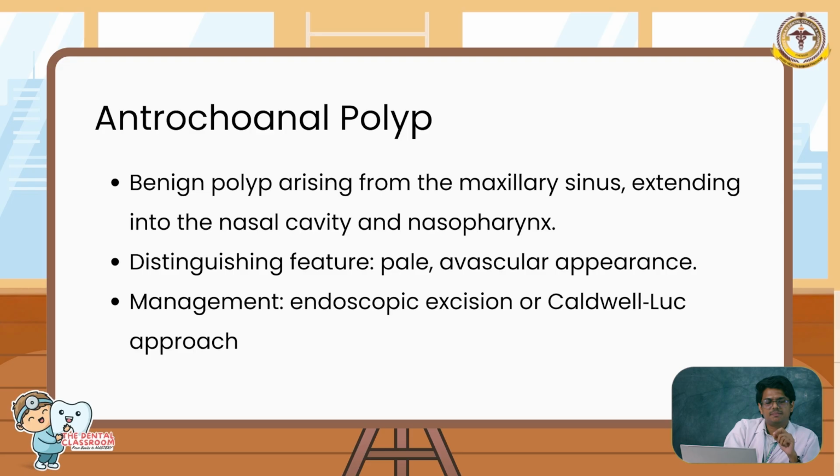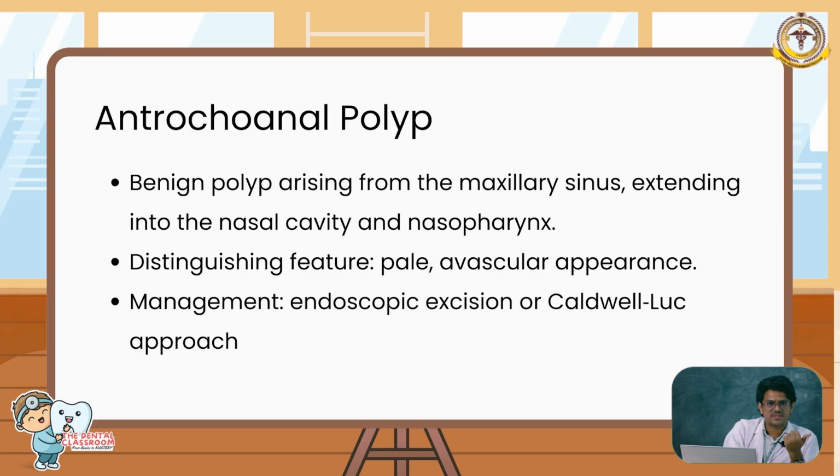So the next benign pathology will be antrochoanal polyp. It is a benign mucosal polyp that arises in the maxillary antrum, later prolapses into the nasal cavity and expands back into the nasopharynx and oropharynx. What is the differential diagnosis? Angiofibroma, which we already discussed. It can be differentiated by avascularity and pale color. We all know angiofibroma is very highly vascular, whereas antrochoanal polyp will be avascular and pale in color.